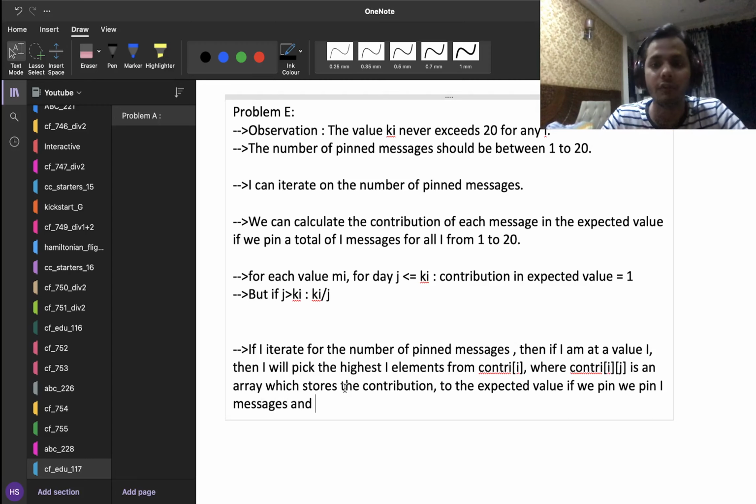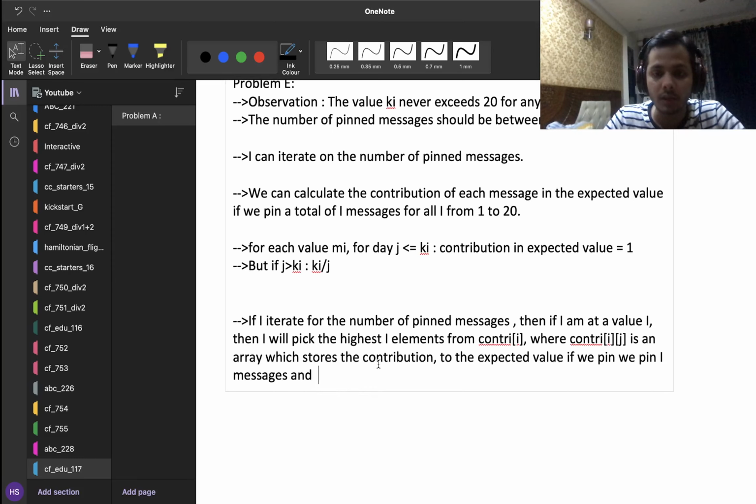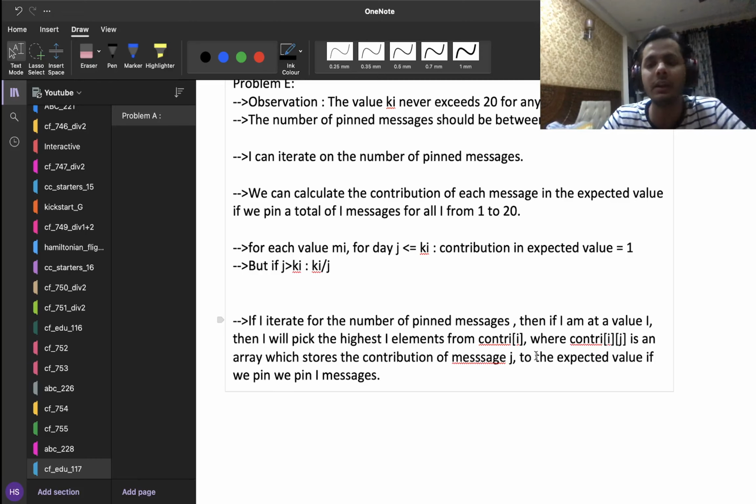and so what we are doing is we are pinning I messages, and so it is the contribution of message j in the expected value if we pin I messages, right? So this is what contrary of ij is storing, and once I iterate on the value I, if I am at a value I, then I have to pick I elements for sure, because I am iterating on the number of pinned messages, so I have to pick I messages, and what I will do is I'll choose such I messages whose contribution value is the highest.